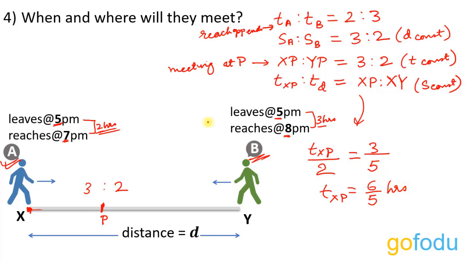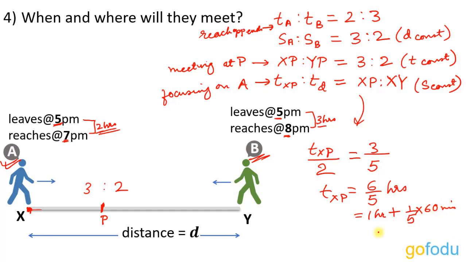Okay, this we have written focusing just on A. So this is 6 by 5 hours. 6 by 5 is 1 plus 1 by 5 hour, and 1 by 5 hour could be converted to minutes: 1 by 5 into 60 is 12. This is 1 hour 12 minutes. That means A and B meet at point P in 1 hour 12 minutes after 5 p.m. So they meet at 6:12 p.m. This is the final answer.